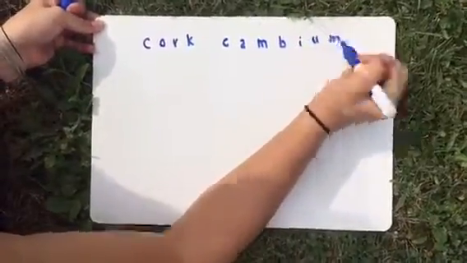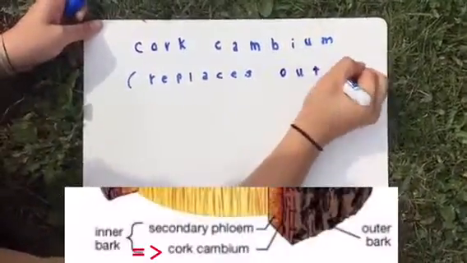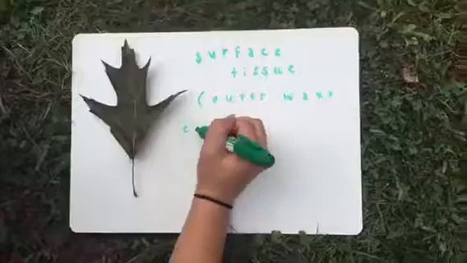The cork cambium, which is located outside the phloem, replaces the outer layer of the root and stem and is the last living layer of tissue before the bark.